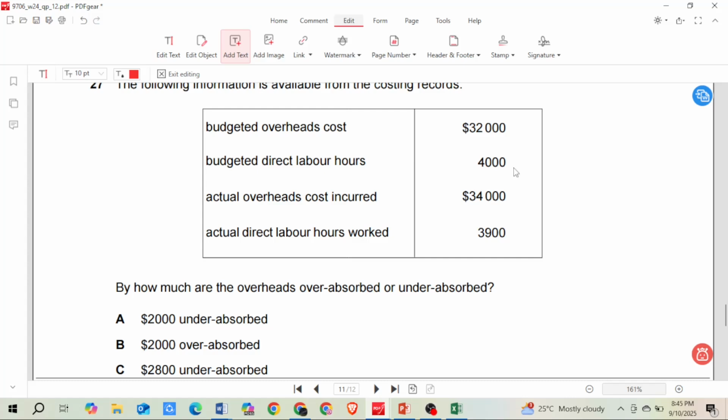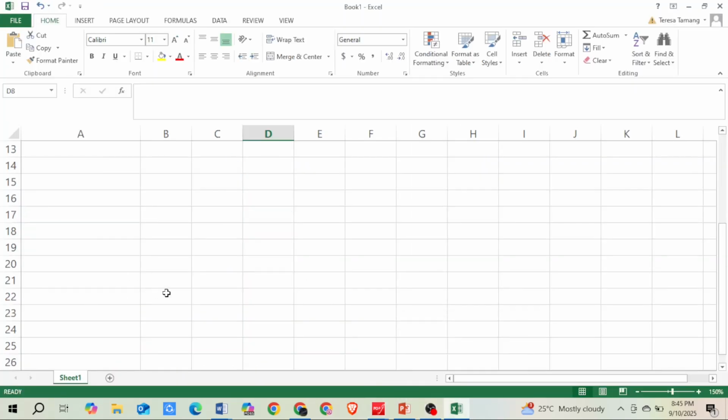Okay, so for that we need to calculate the OAR first, like the previous question. So OAR is calculated as budgeted overhead divided by budgeted labor hour. So 32,000 divided by 4,000. So let's calculate OAR. 32,000 divided by 4,000 will give you 8. Okay, so 8 is the OAR per labor hour.